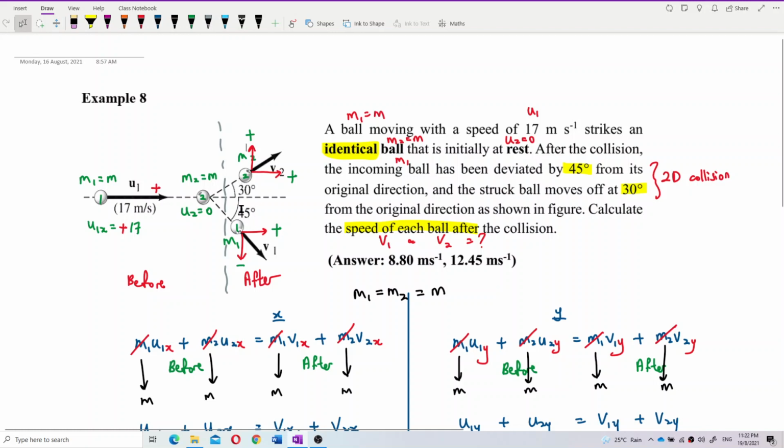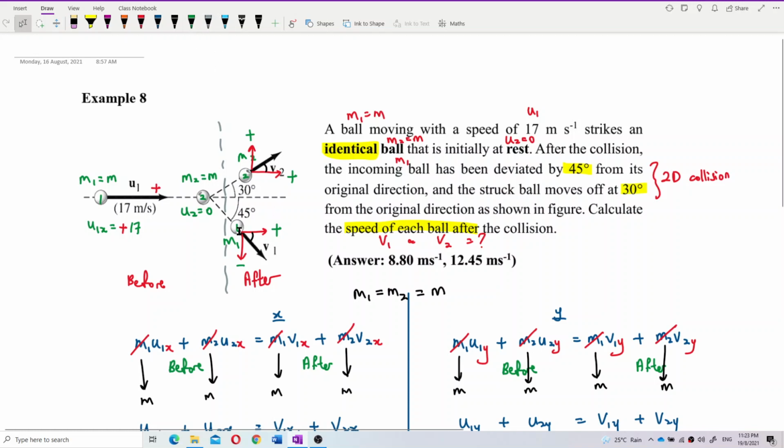Okay. And then you also already have angles. Look at the v1. You already have 45 degrees, so your 45 degrees is over here. This is 45. And v2 has 30 degrees. So the 30 degrees is over here. 30 degrees.